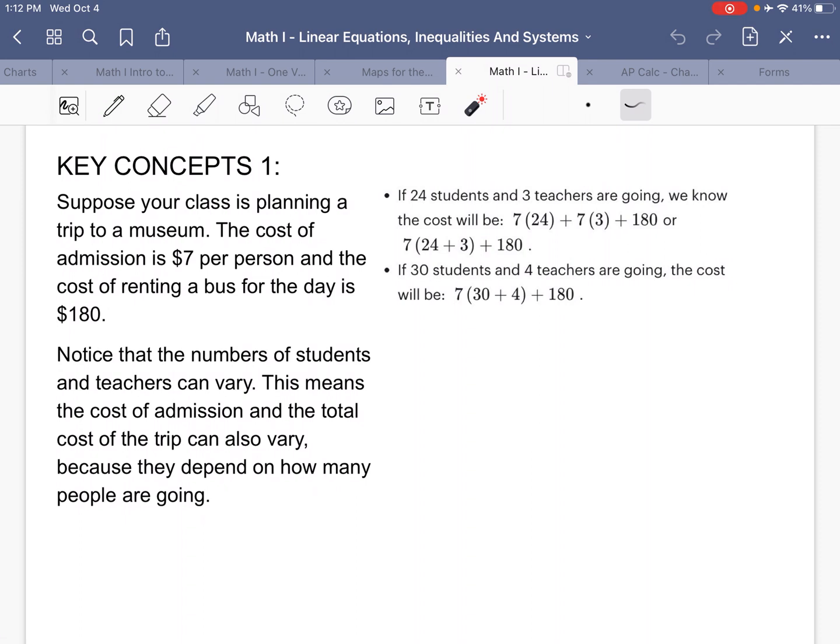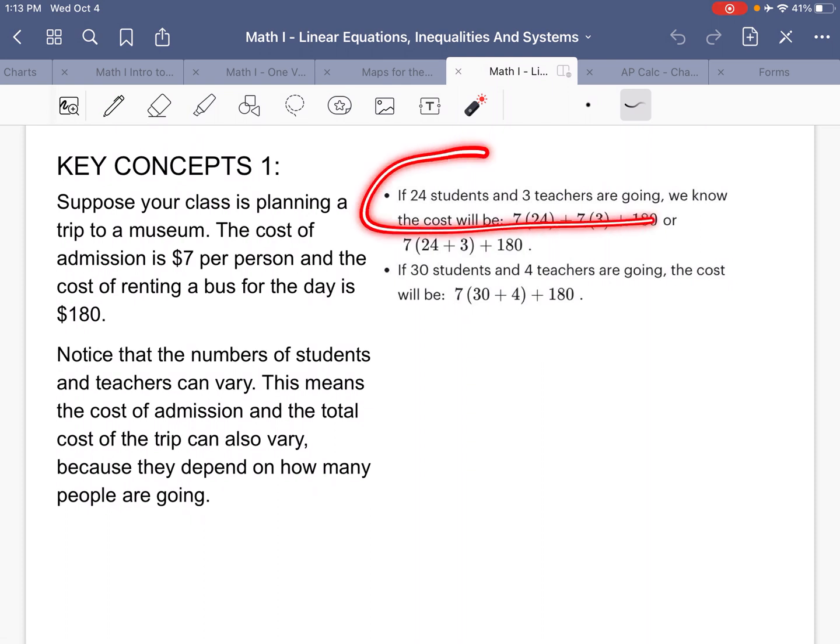Suppose your class is planning a trip to a museum. The cost of admission is $7 per person, and the cost of renting a bus for the day is $180. Notice that the number of students and teachers can vary. This means the total cost of the trip can also vary because it depends on how many people are going. So the total cost depends on the number of students and the number of teachers.